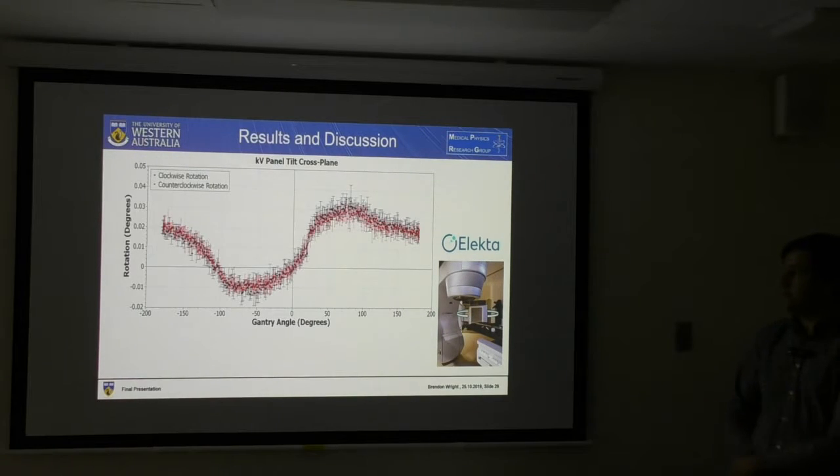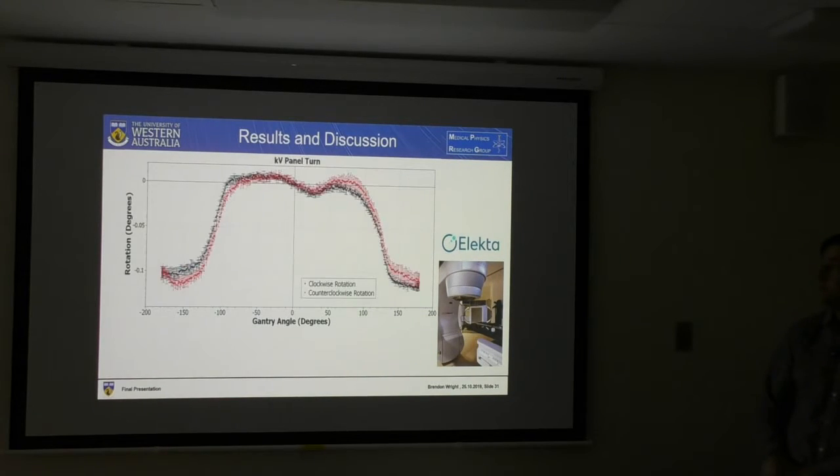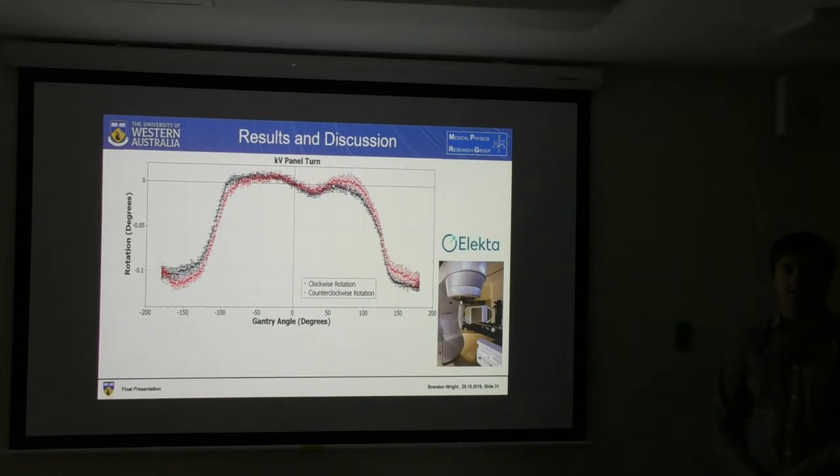The panel tilt in the cross-plane direction was found to be quite similar for both clockwise and counterclockwise rotation, with a fairly consistent overlap between the data. It's worth noting that the overall rotation encountered is less than 0.1 of a degree. Same for the kV panel tilt in both the cross-plane and in-plane direction, where there is a quite clear sinusoidal trend and good overlap between clockwise and counterclockwise rotations. And also for the panel turn, where there was quite a prominent drop-off after 90 degrees and negative 90 degrees for the data. This can be explained by the extension system which is used for the Elekta panel.